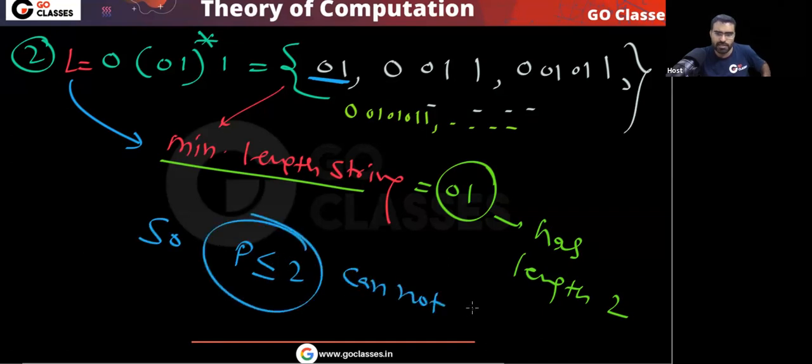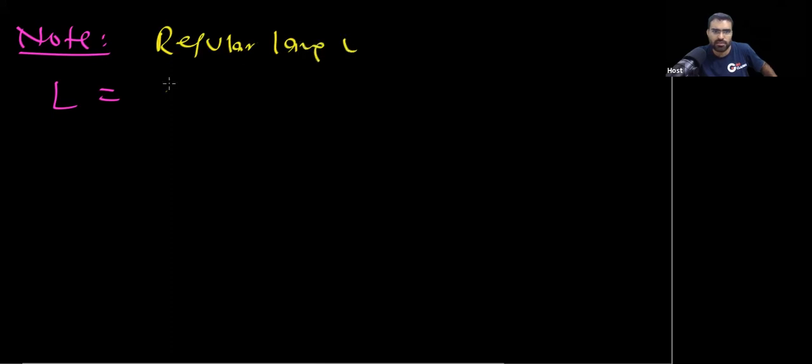You can directly say that, you don't have to check. This we have already seen in the last class, in part 2. This was the note I told you in the last class: let's assume you have a regular language L. In this regular language L, let's assume these are the strings W1, W2, and so on.